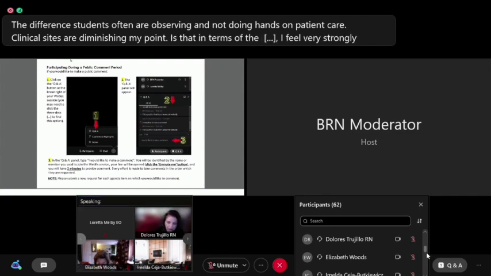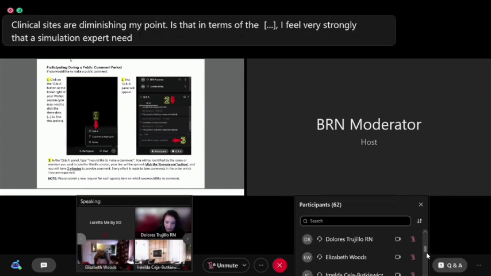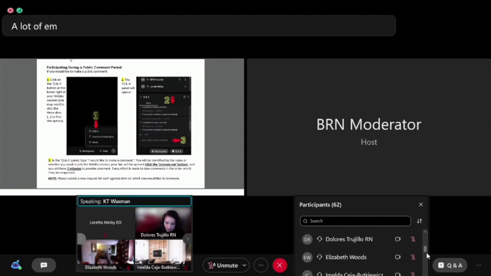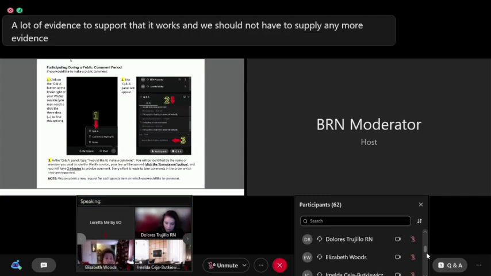My third point is that in terms of the NEWAC, I feel very strongly that a simulation expert needs to stay on that committee going forward. Simulation has a lot of evidence to support that it works, and we should not have to supply any more evidence. We need to start looking at actually the clinical experience.